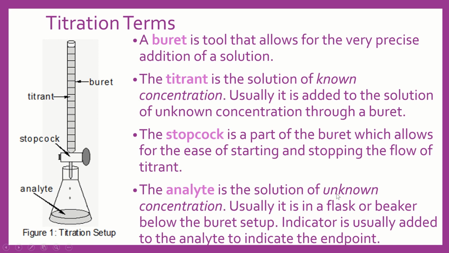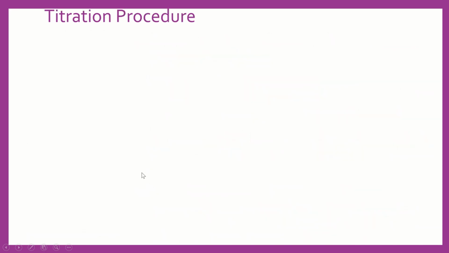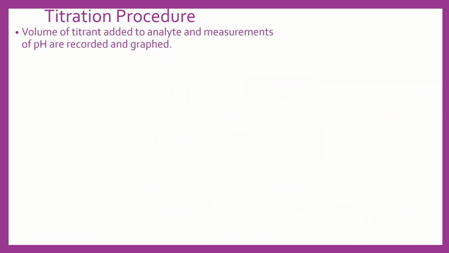The solution of unknown concentration goes into a flask or beaker down below the burette, and we call that the analyte. We usually put a drop or 2 of what we call indicator, we'll discuss that in a minute here, into the analyte so that we can tell when you've reached the end point. You can see the color change and you've reached what we call the end point.